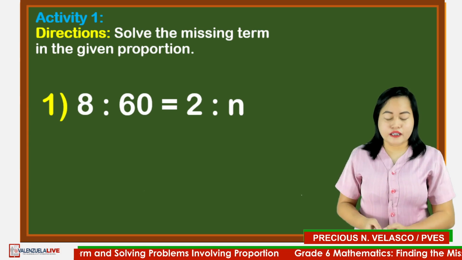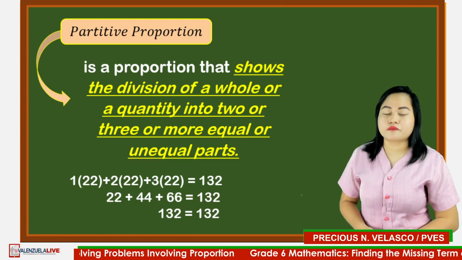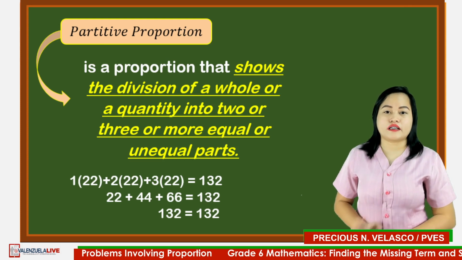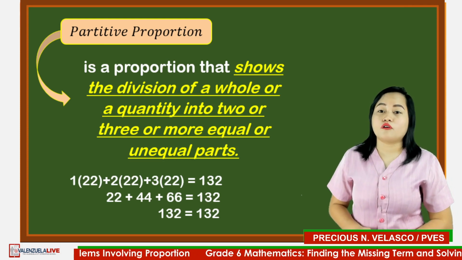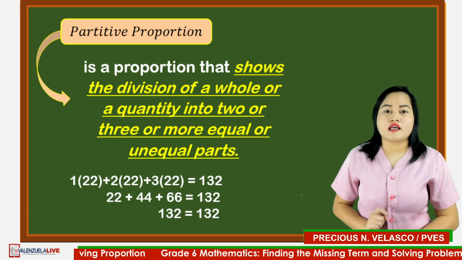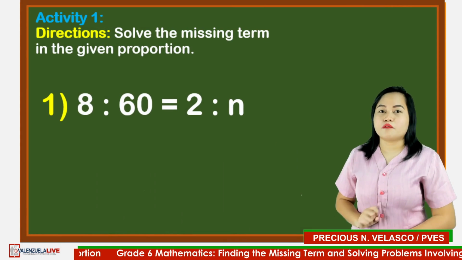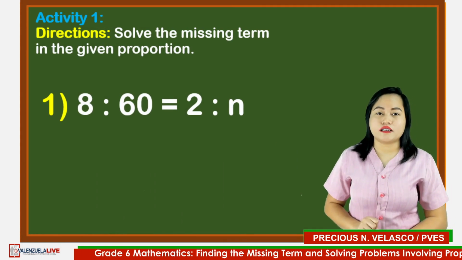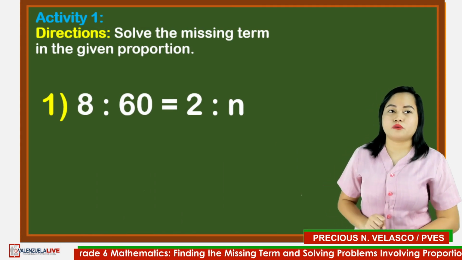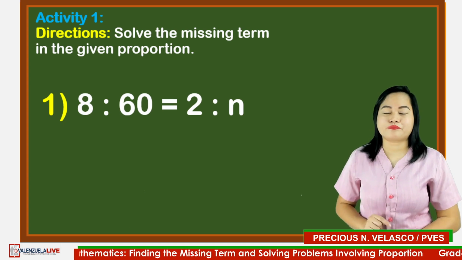Well, I think it's time for us to try activity number 1. In activity number 1, we are going to solve the missing term in the given proportion. Let's start with the first one. Number 1 is 8 is to 60 is equivalent to 2 is to n. So, comment your answer in the comment box below.